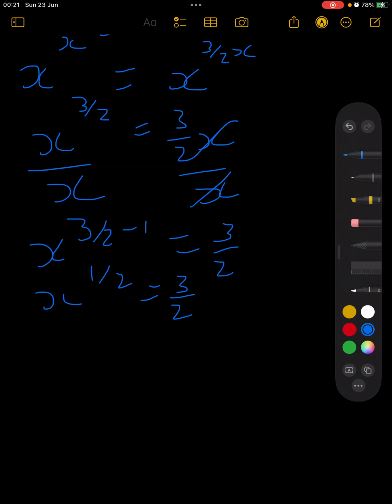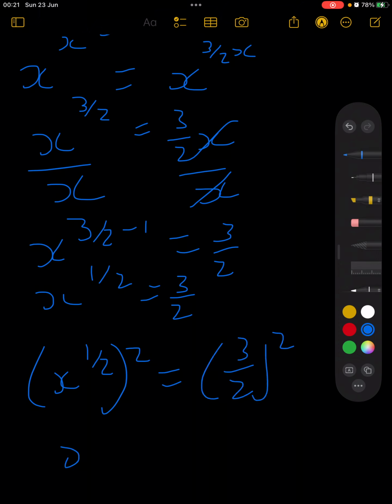Now we can either square or change this to a square root. So we can simply say x to the power of 1 over 2 raised to the power of 2 is equal to 3 over 2 raised to the power of 2, and x is equal to 9 over 4.